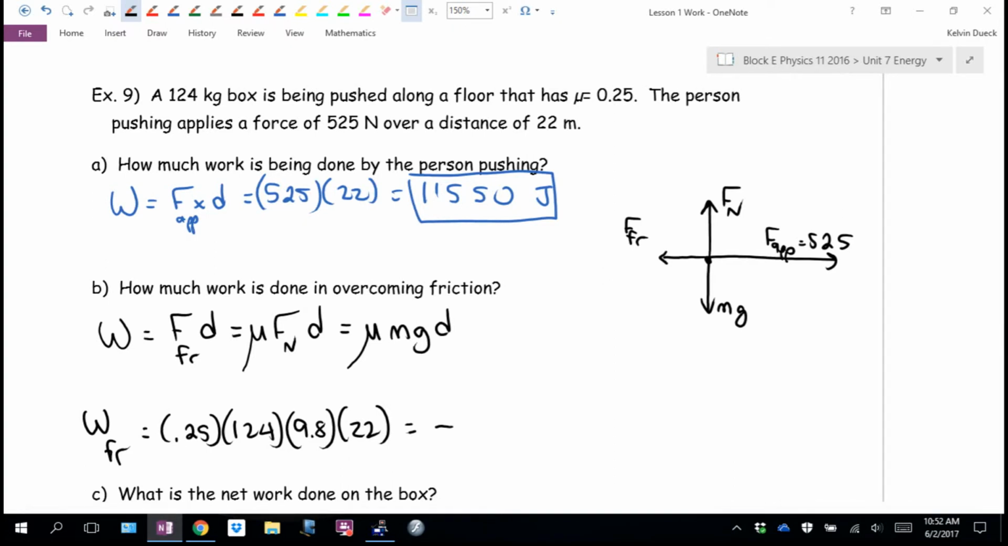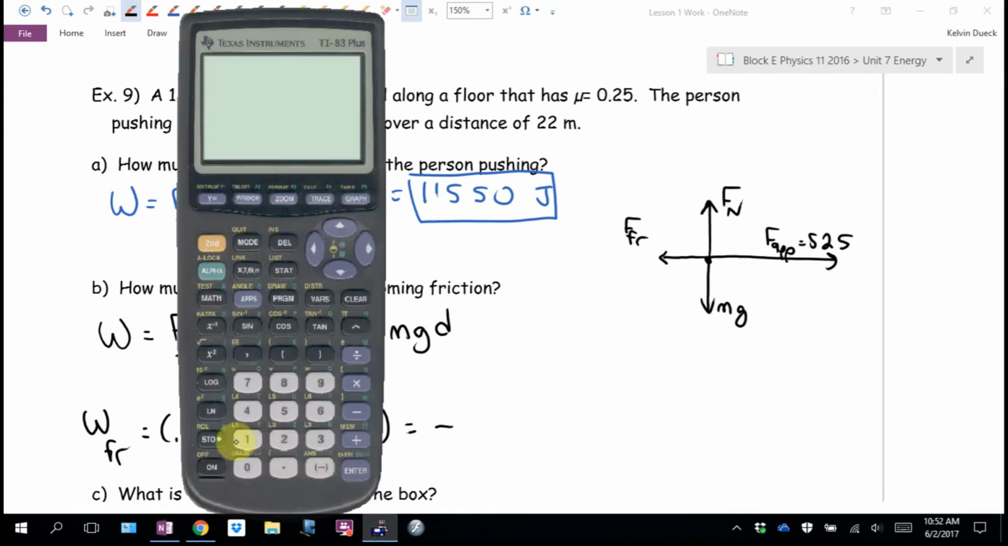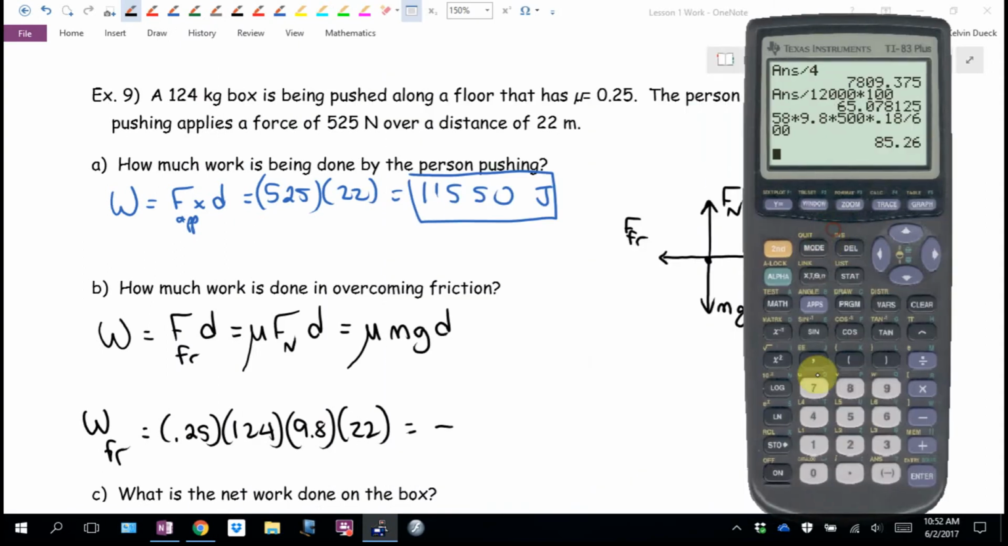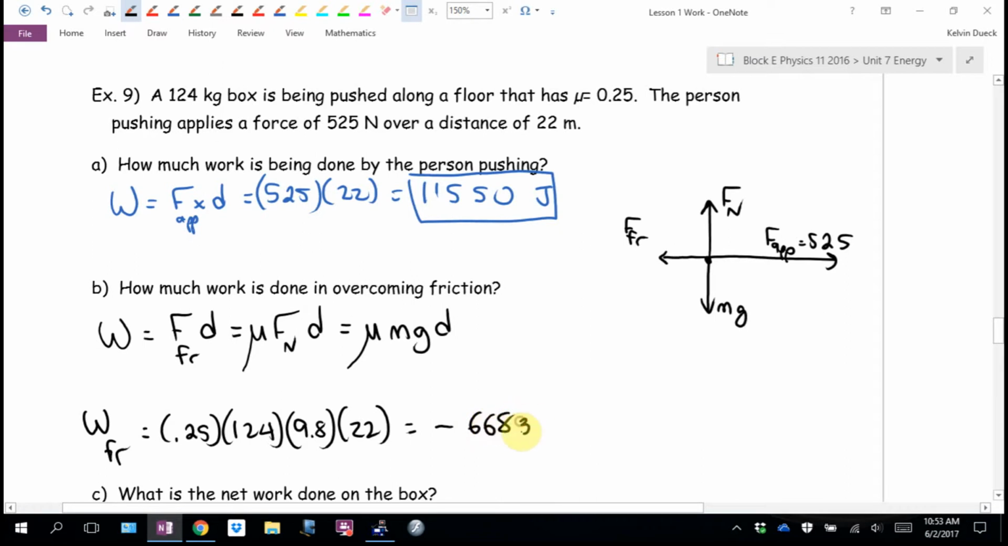Crunch the numbers and I'll tell you what this means. What do you get? 6,873? Isn't that right? Oh, hang on. No. My bad. I missed a times sign there. Let's try that again. 6,684 if you had rounded off properly. But we'll write the whole thing. 6683.6 joules. What does this negative here mean?